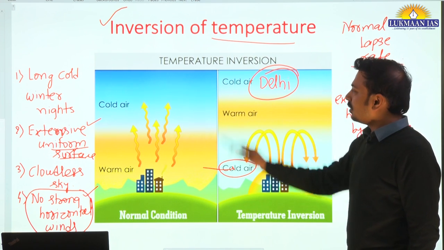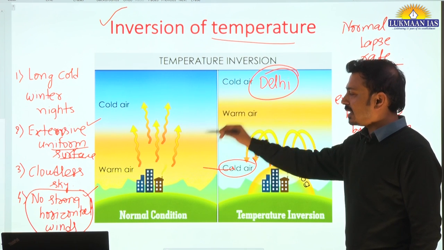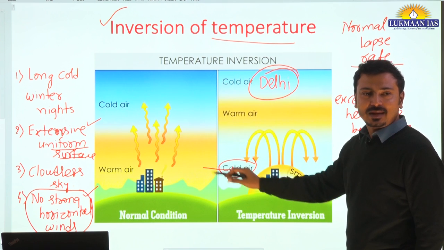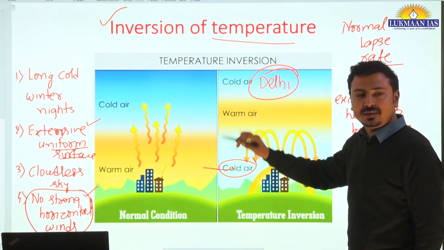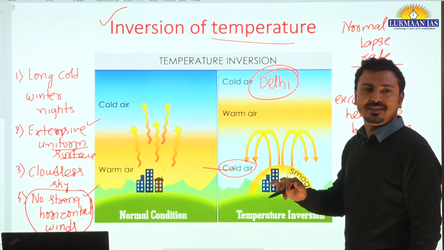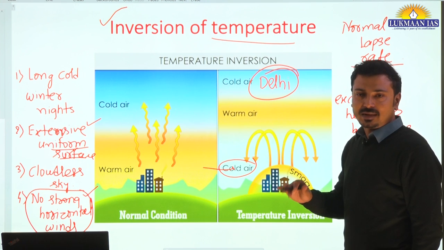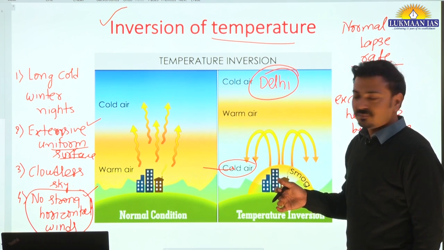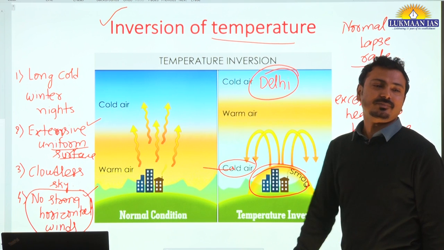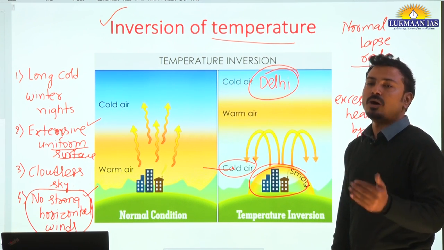Long cold nights, extensive uniform surface, cloudless sky, no strong horizontal winds, and because of that, whatever air is there in the city remains there. And what do we do? We are adding pollutants in the air. And because of that, all those pollutants remain near the ground for a long period of time. This leads to smog formation.